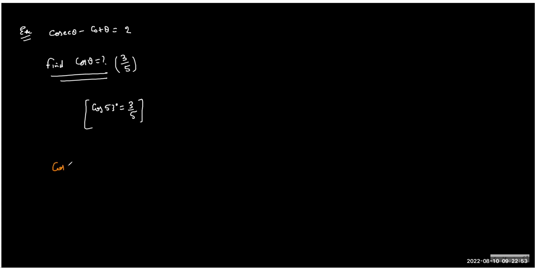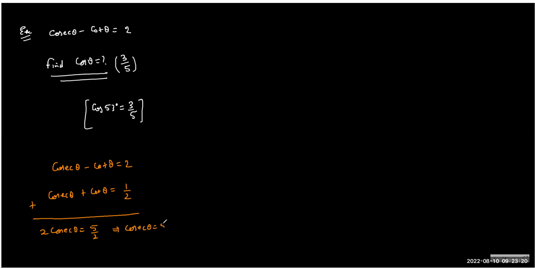So cosec theta minus cot theta is 2. So cosec theta plus cot theta will be how much? 1/2, right? And then you can simply add these two to get 2 cosec theta is 5/2. So cosec theta is 5/4. So sin theta is 4/5. That's pretty easy. So cos theta, which is 3/5, is the correct answer.